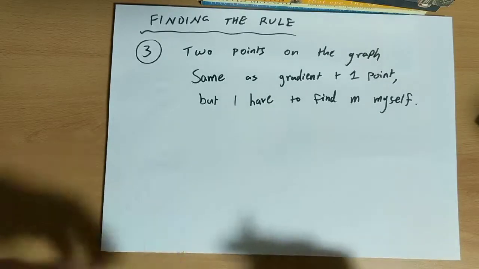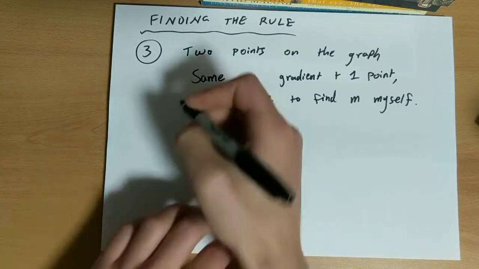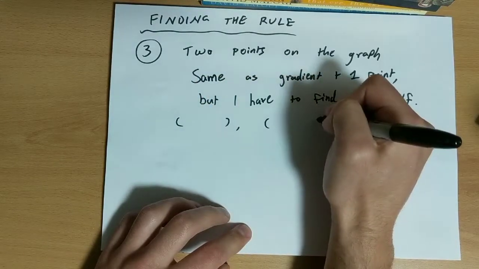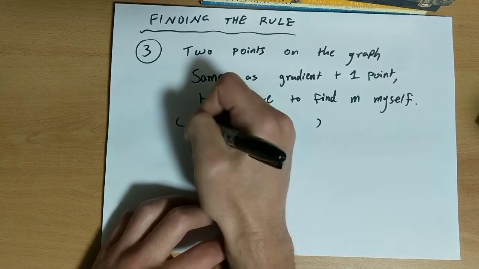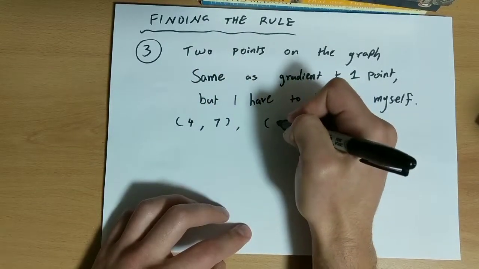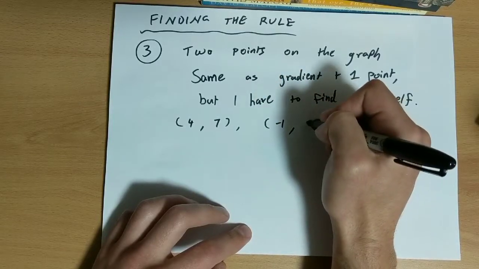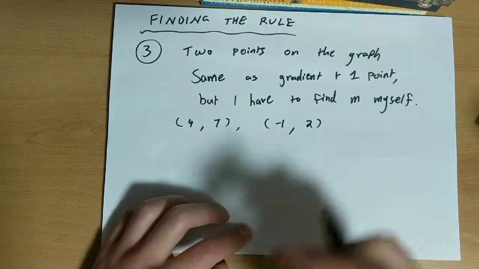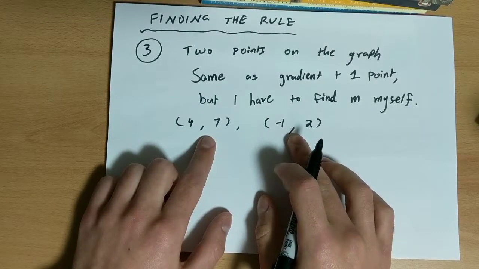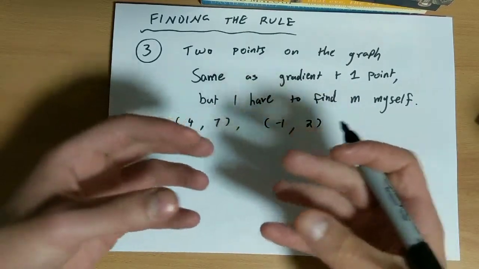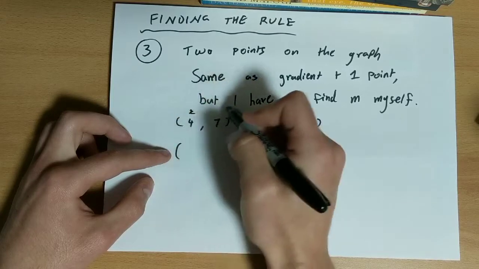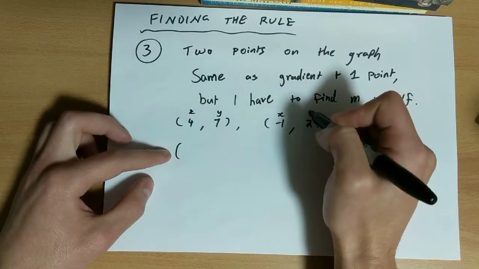So we're just going to introduce a bit of notation. If I've got 2 points on a graph, let's say, for example, we've got the point 4, 7 and the point -1, 2. Let's just say. Okay, these 2 points on the graph, I'm going to give these a generic notation. If I've got 2 points, then in this point, this is my x value, this is my y value, this is my x, this is my y.